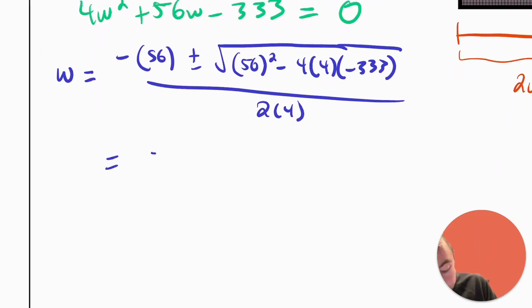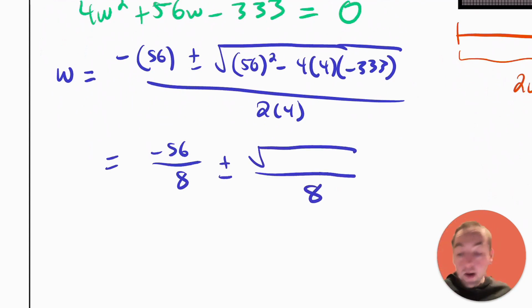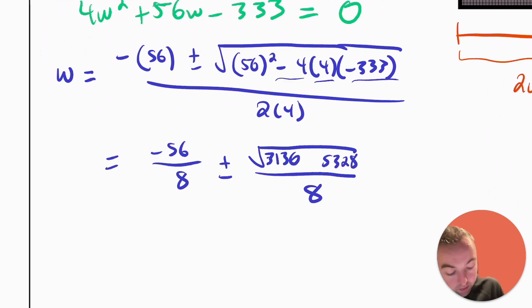All right, so we're going to get negative 56 right there, and then there's an 8 on the bottom since you have the 2 times 4, so negative 56 over 8, plus or minus the square root of whatever we get inside the root over 8. So let me figure out some of that stuff inside the root. 56 squared is 3136. And then if I do 4 times 333, that's going to be equal to 5328. Because there's a negative times a positive times a negative, you're going to end up plussing that. So if you add those couple numbers underneath the root, we end up getting 8464 underneath the root.